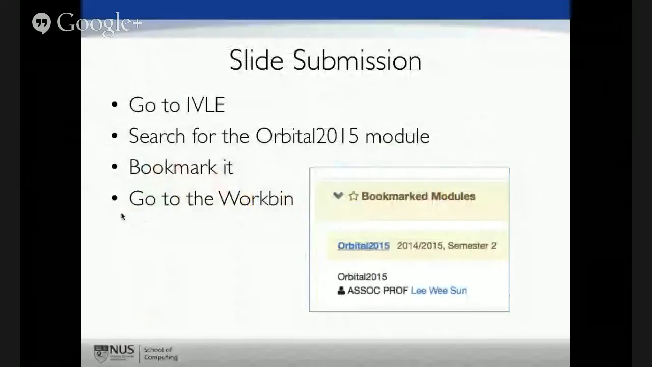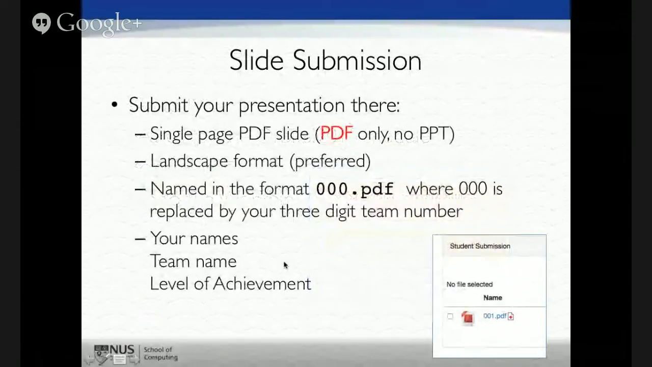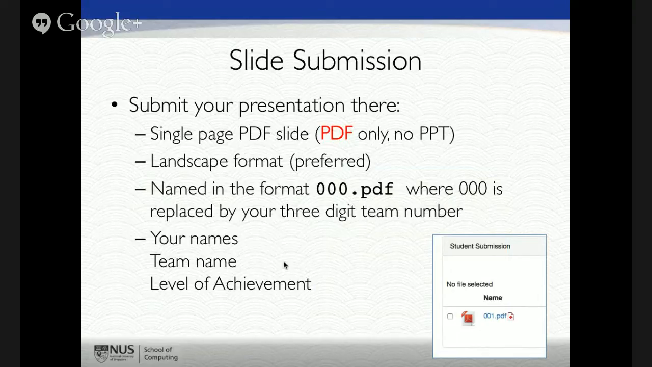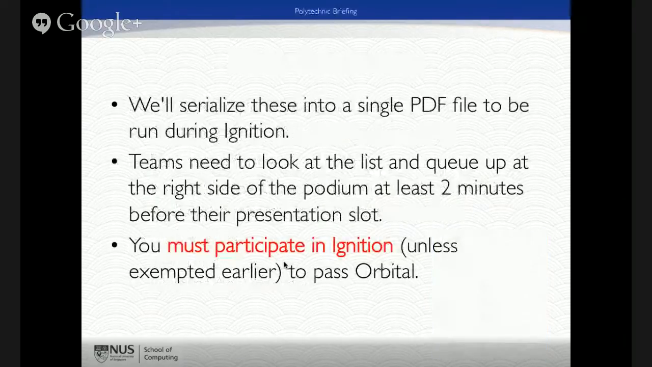And then what you'll need to do is go to the work bin. It'll look like this, okay? Take your presentation, your 1-slide PDF. Again, only PDF, not PPT, not any other document format. Put it in landscape because the projector here is landscape. You make a portrait slide, you only get part of the slide. Name it in this format that I told you already, put the information I told you already and upload it. Make sure when you upload it, you get the final version. So don't change it a lot.